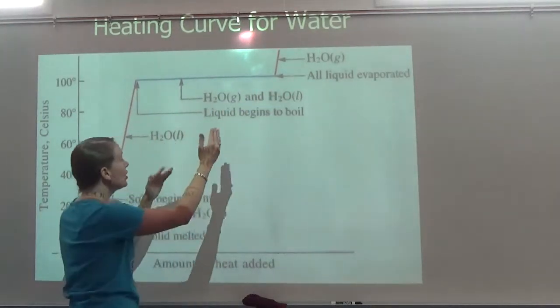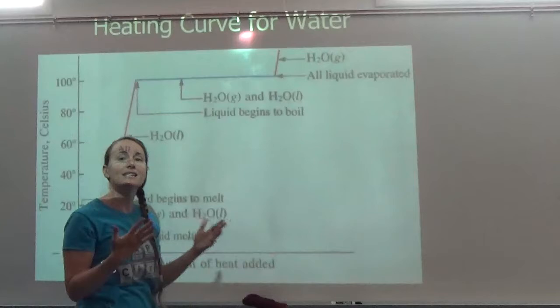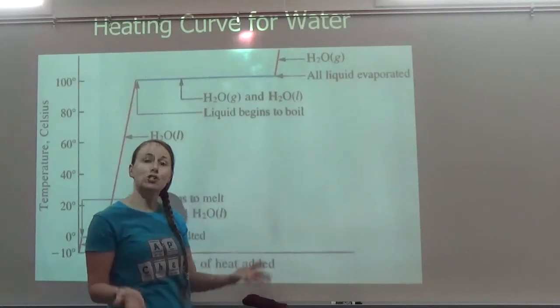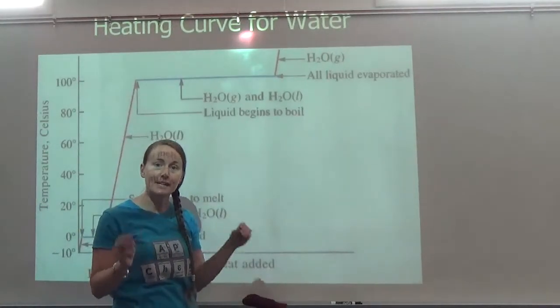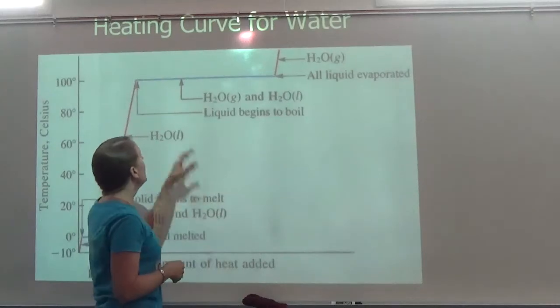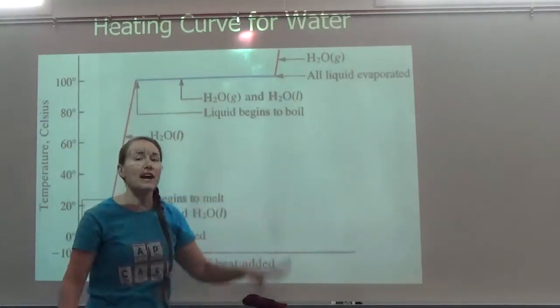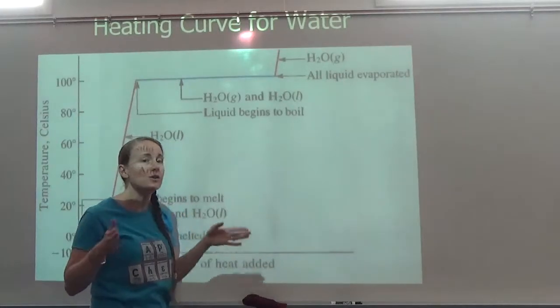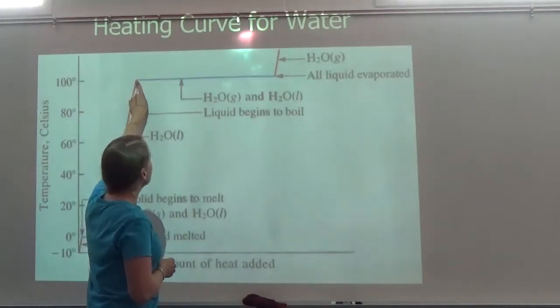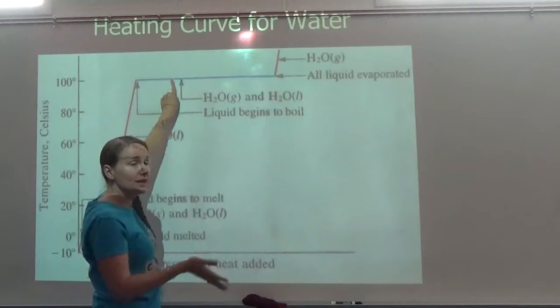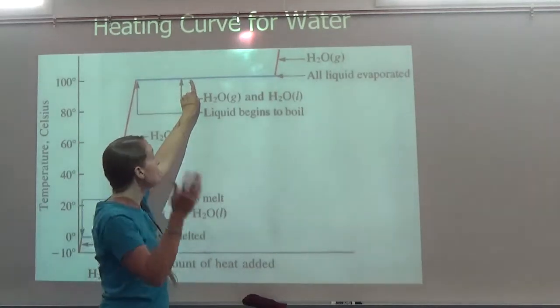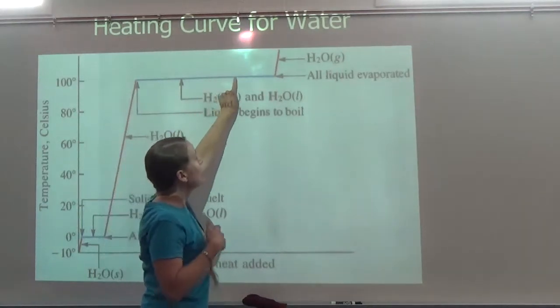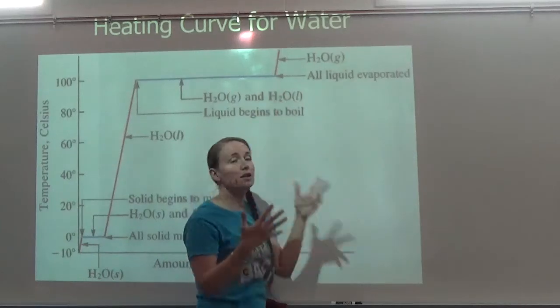So on a heating curve, your flat lines indicate your phase changes, because during a phase change, temperature does not change. I cannot stress that enough. All right, so it doesn't matter how fast or how much you heat it, you're just going to make it boil faster. It's still going to be at 100. All right, so what you have right here is some liquid and some gas, because some of it has started boiling. And so it stays at 100 until all of it has boiled.